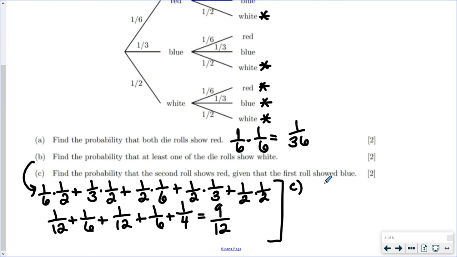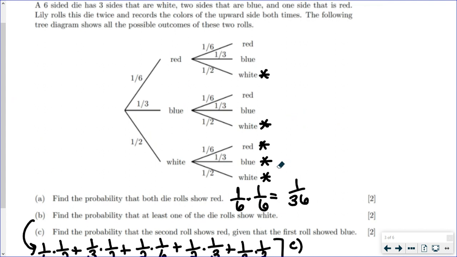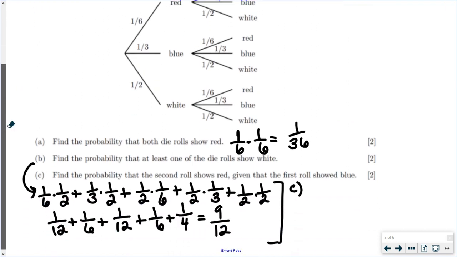All right, find the probability that the second roll shows red, given that the first roll showed blue. Okay, so we now know that the first roll showed blue. So we know that we're here. We're already here. So what's the probability that after I'm already at blue, that I get a red? Just 1/6. That's it. Right? We already know the first roll, so we don't even have to factor in the probability of that at all. So that's just 1/6.